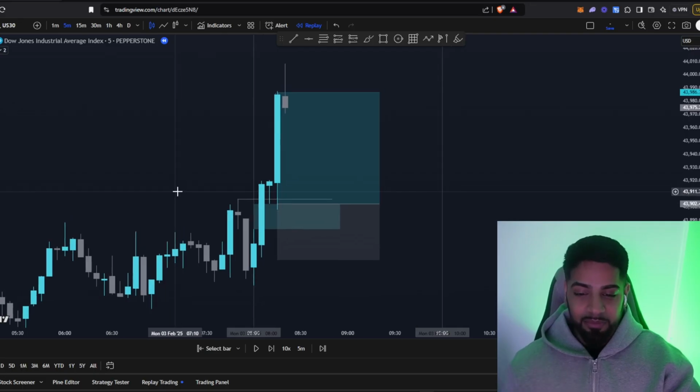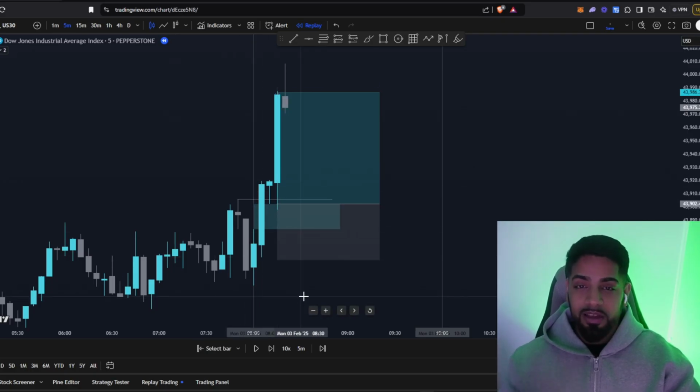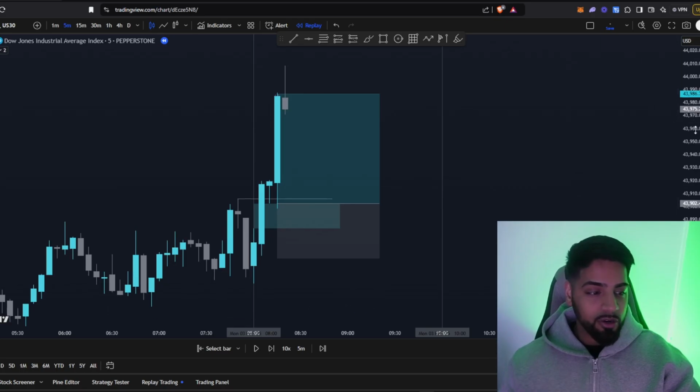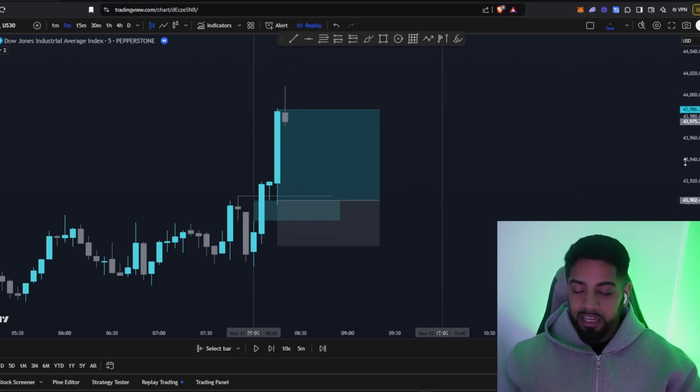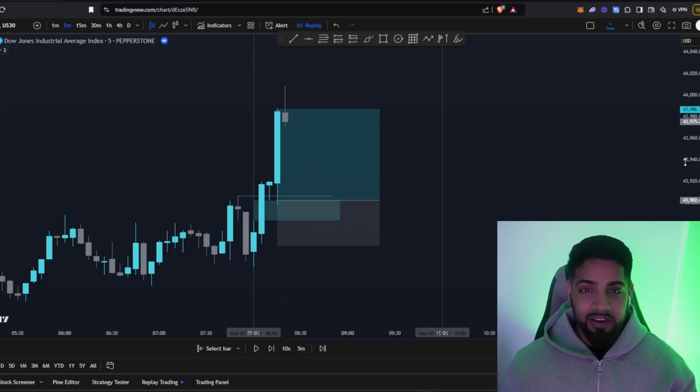It is that simple. All you have to do is identify your structure. You have to make sure that you're trading within your time window, and you have to make sure that you understand volume, fair value gaps, and all of these concepts. Once you put all of them together, you're going to have this beautiful A+ trading strategy, which if you follow the trade plan, I can guarantee you that you will be a consistently profitable trader.